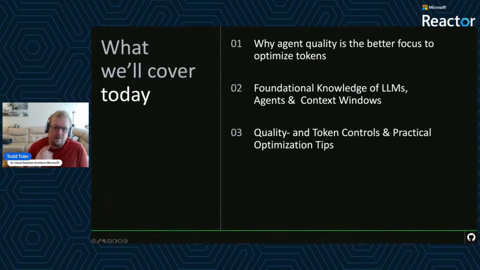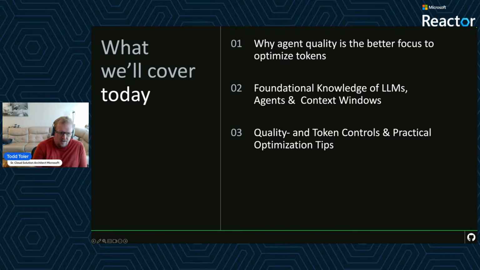So there's 3 parts to this presentation. There's part 1, which is why agent quality is the better focus. We'll explore why optimizing for quality beats optimizing for cost alone, and how quality improvements can naturally reduce token spend. Part 2 is going to be a little bit of a foundation. We'll cover the fundamentals of large language models, agents, and context windows.